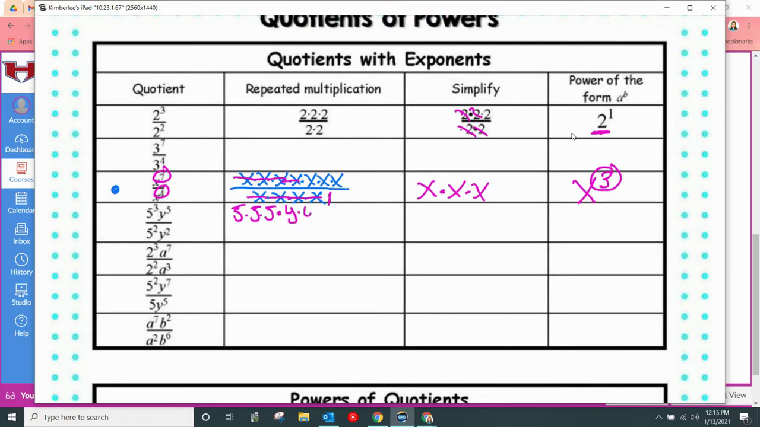divided by, let the computer catch up again. I really do not write that slow, guys. It looks like I write so slow.